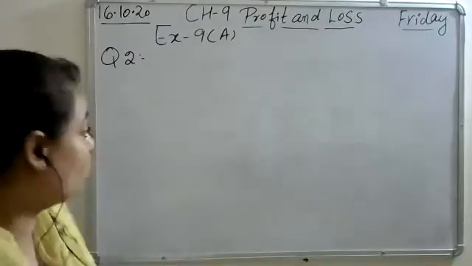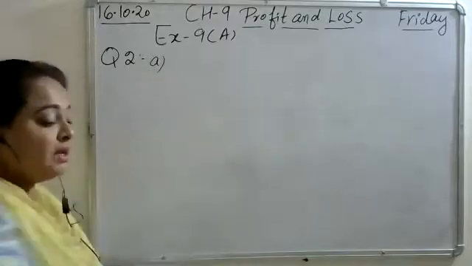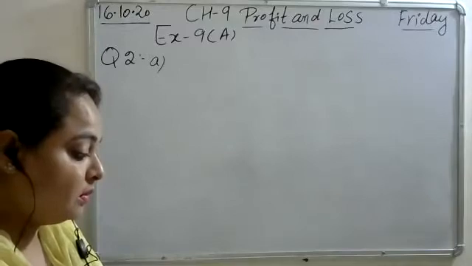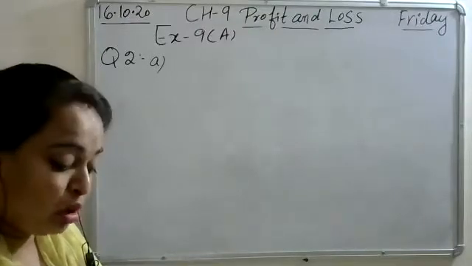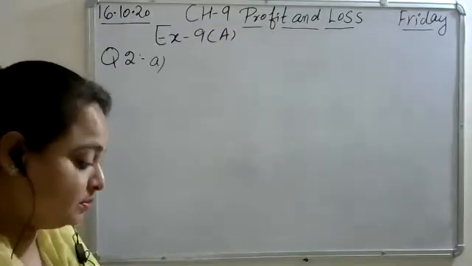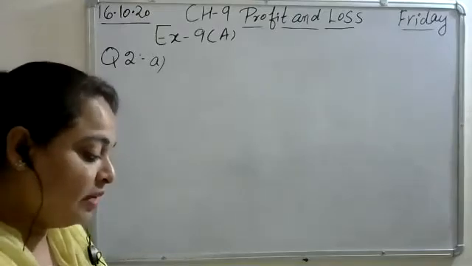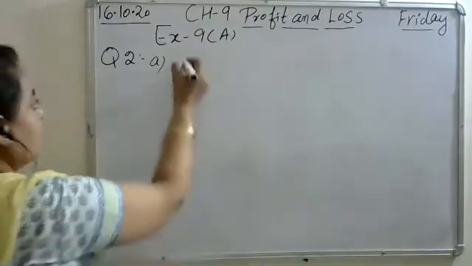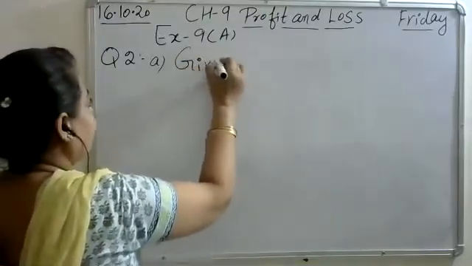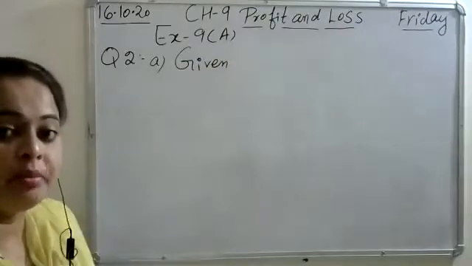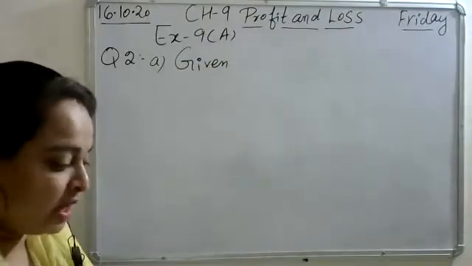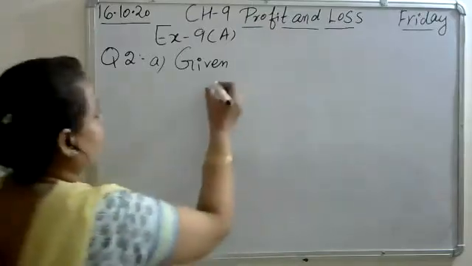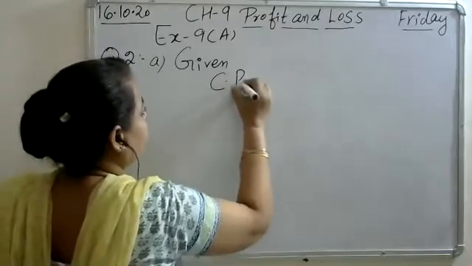Now to solve second question, A part, tell me what is your first step? Write down in the chat box. What is the first step to solve second question, A part? Very good, Sarah. First of all, we will write down the given information. What information is given in the question? The information given is cost price.